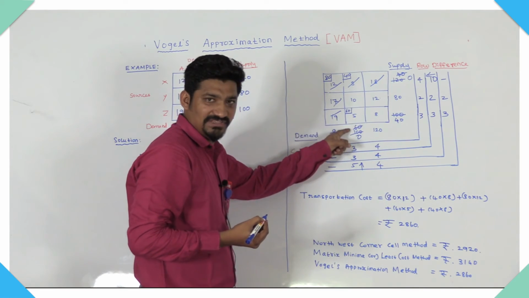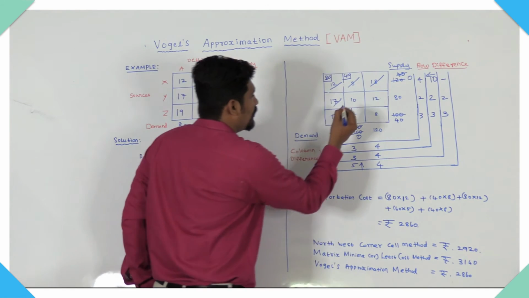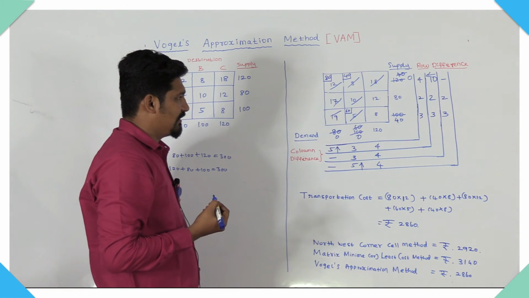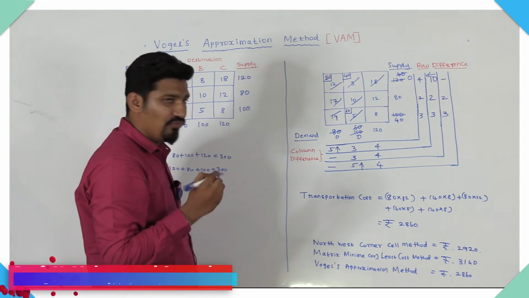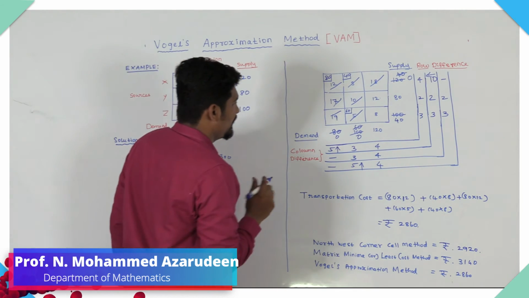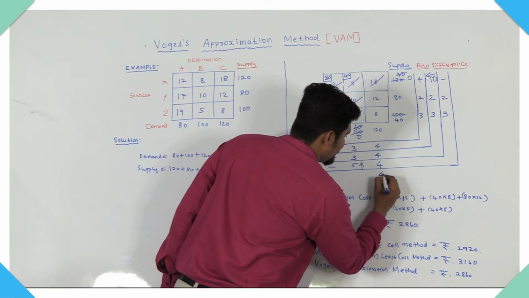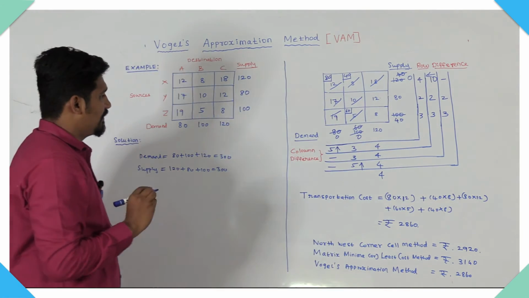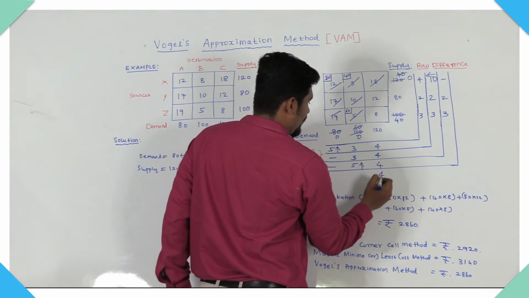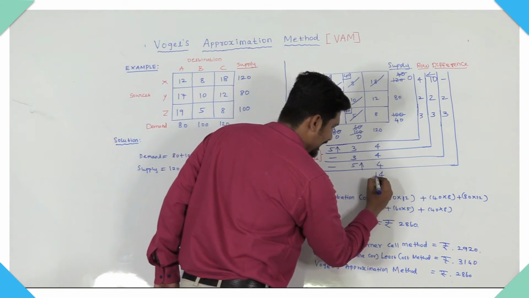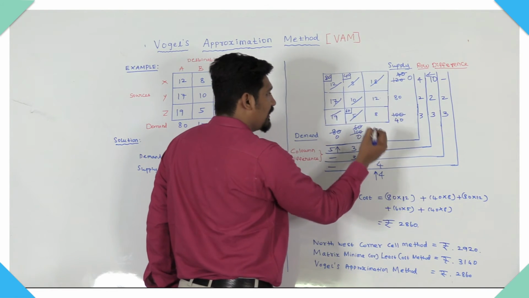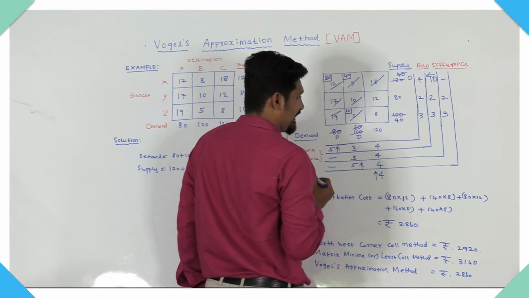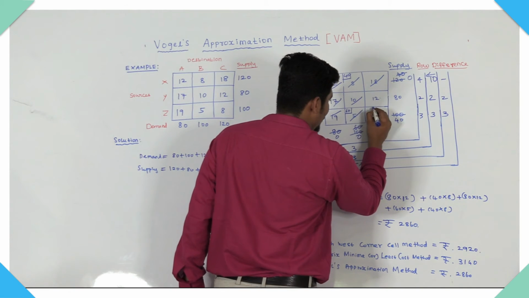This column is 0, no, delete the second column. Finally, we have only one column. Now find the difference, column 3 only. The difference of these two values is 4. Now find the cell. The maximum penalty occurs in column 3. Now find the cell with the least cost. 8 is the least cost. So I select this.